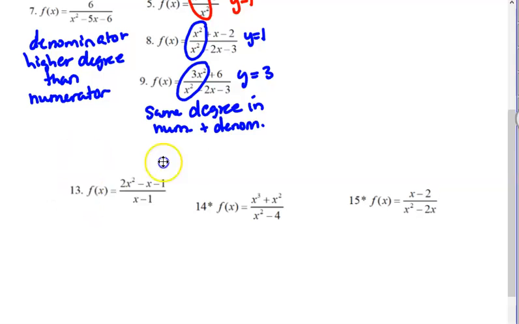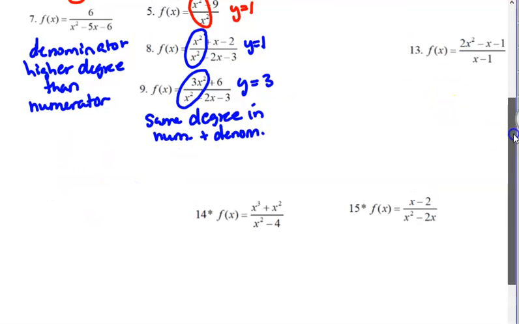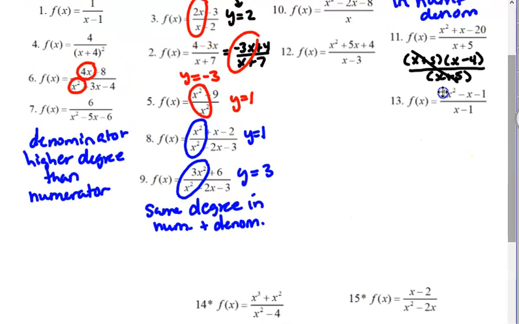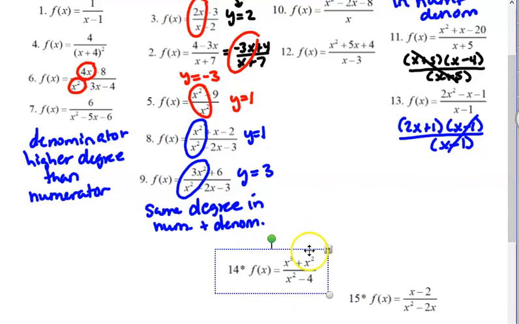Okay, so number 13 turns out to go in category 4 because there is a common factor of x minus 1. If you factor the numerator, it factors to 2x plus 1 times x minus 1 all over x minus 1. So when you cancel out the common factor, the graph is the line 2x plus 1 with a hole at x equals 1 because the denominator cannot equal 0 on the original function.